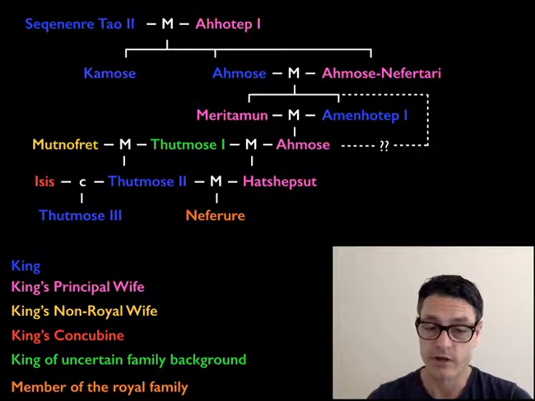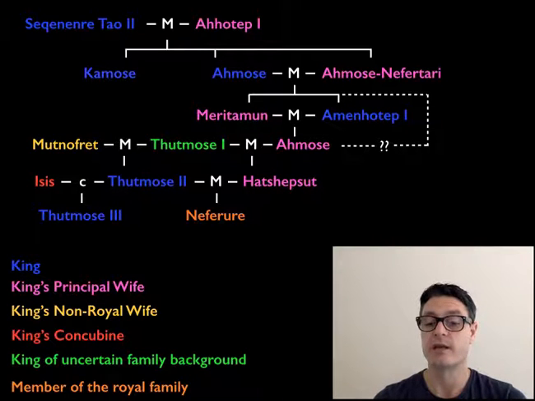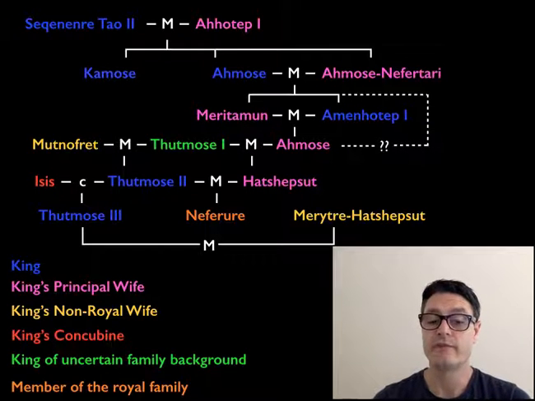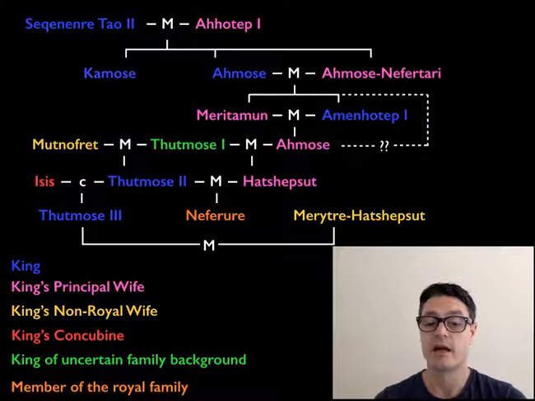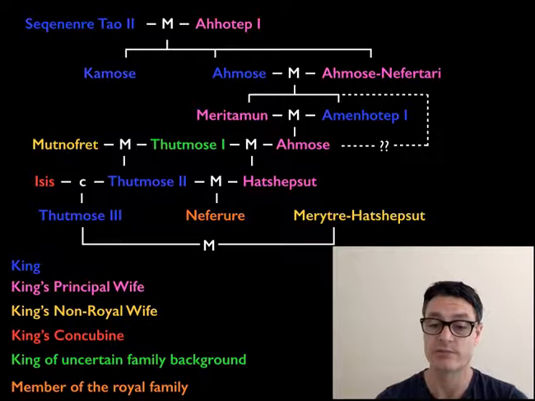Another little relationship here is the progeny of Thutmose II and Hatshepsut, which is Neferure, a daughter. So she's a member of the royal family, she's a daughter, but she doesn't become a principal wife. We also have another marriage here between Thutmose III and, not from the same family, Maritre Hatshepsut. So she's from another royal family, but she's a non-royal wife, but she is his principal wife. That should be indicated there. She is a principal wife, but just not of that royal family.